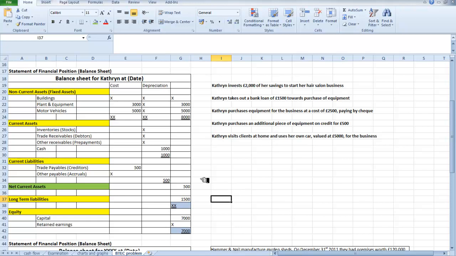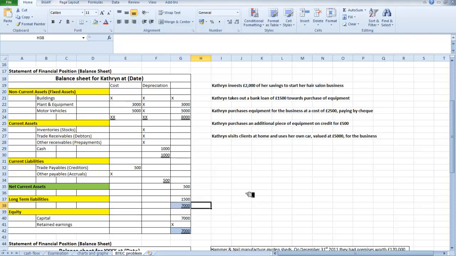So what we now want to do is take these two, add up the non-current assets and the current assets, which is 8,500, take away the 1,500 for the liabilities that we've got here, long-term liabilities. So 8,500 minus 1,500 is 7,000.